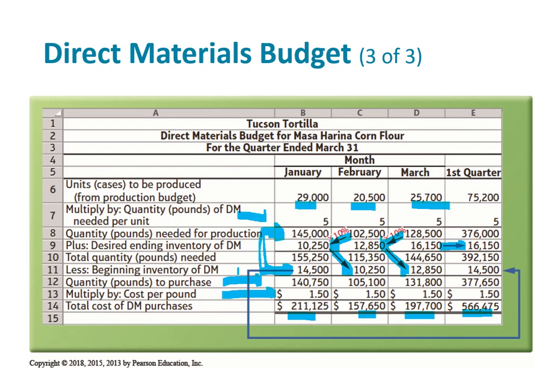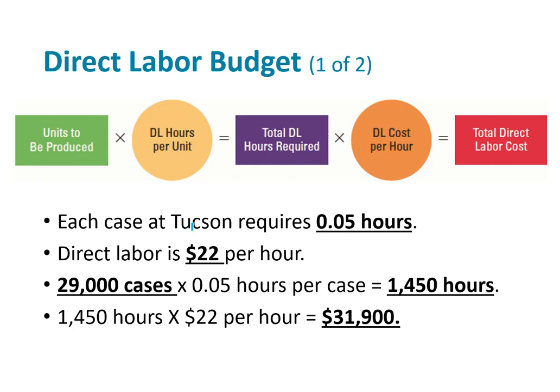So direct material budgets, they're pretty tricky. And so we'll need to practice those several times. Now for this tape, we'll do one more. We'll do the direct labor budget. And it's similar to the direct materials. It's just what you don't have is you don't have inventory. So you don't have to make the adjustment for inventory.